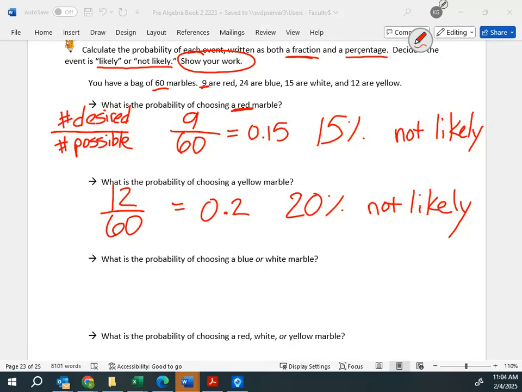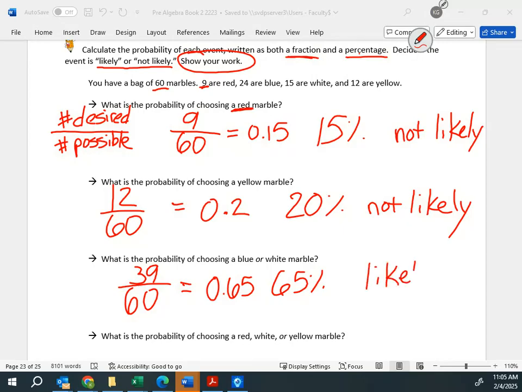What is the probability of choosing a blue or white marble? What am I going to put for my fraction? Eleanor? 39 over 60. I need to add up how many blue and how many white, which would be 39 over 60. What decimal do I get? Luke, 0.65, which turns into 65%. Is that likely or not likely? Christina? Likely. It is above 50%, so it is likely to happen.